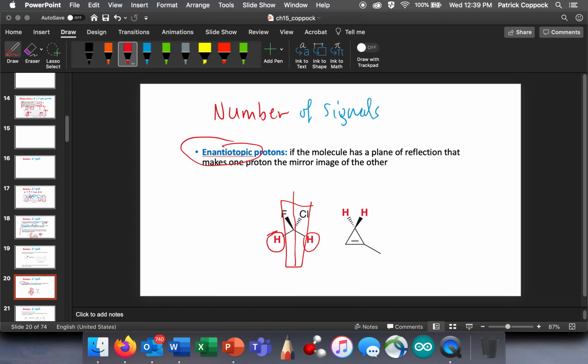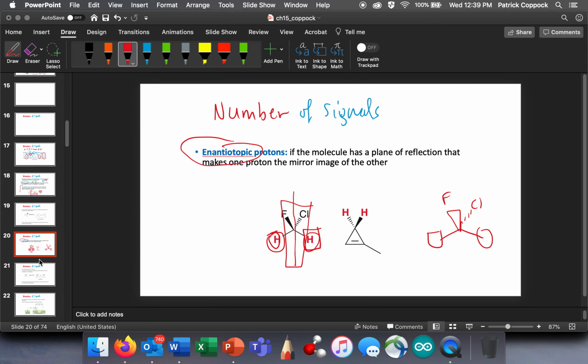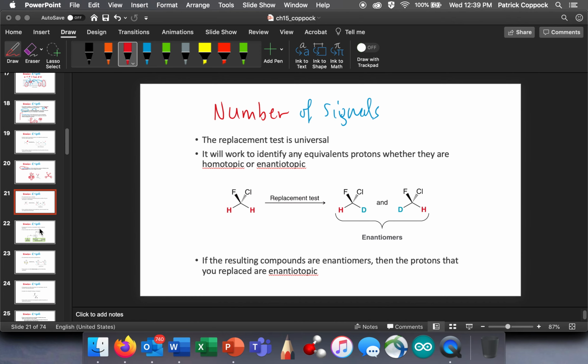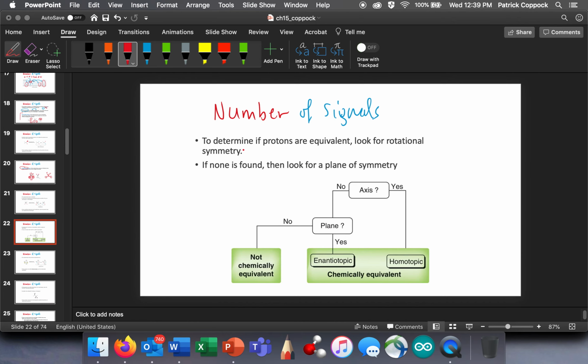So if you took circle and square, that would be an enantiomer for square and circle, right? Those would be enantiomers. We used those terms before. So those are enantiotopic protons, and they are also considered chemically equivalent. That means that their electronic environment is the same. Okay, the replacement test is universal. It's going to work all over. We just did this a minute ago, and we do it again for this one, and you see that these are enantiomers now. Sort of implied that with the previous slide. Okay, so now to determine if protons are equivalent, we look for rotational symmetry.